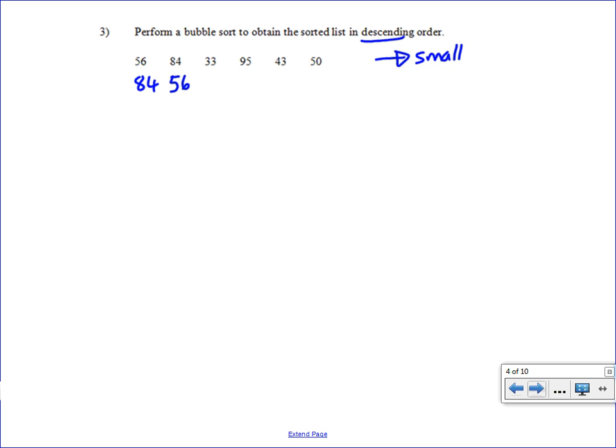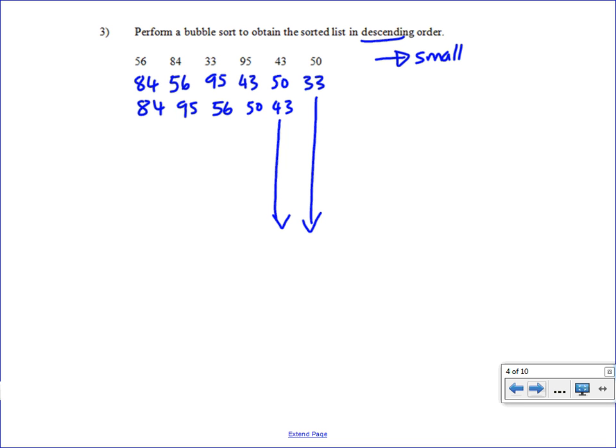Now the 33 is actually smaller than everything else, so it can go all the way to the end, and it's now fixed. Everything else moved left out the way. 43, 50, everything moving left out the way of the 33. Okay, 84 can't move because it's next to something smaller already. 56 is smaller than 95, but not smaller than 43, so it gets trapped by the 43. 95 moves out the way for the 56. The 43 can go past the 50, 50 moves out the way, and the 43 is now fixed.